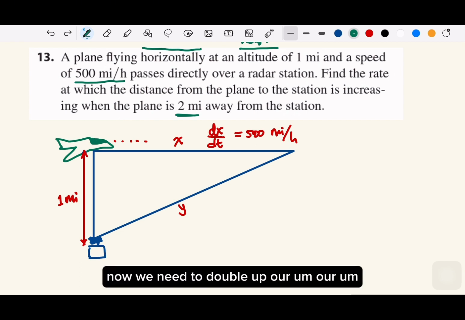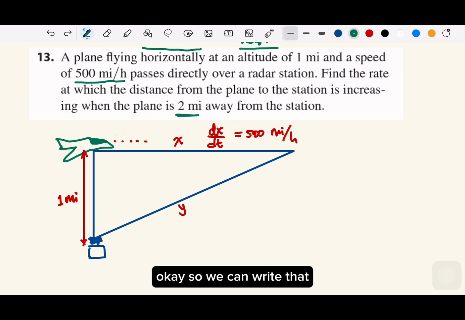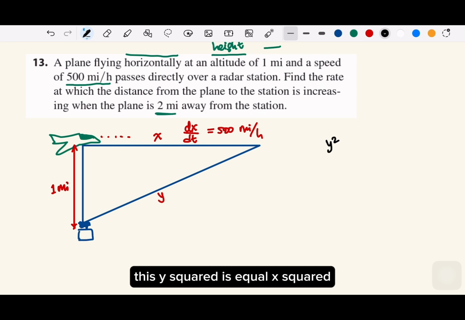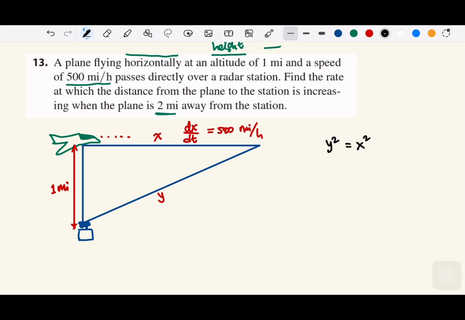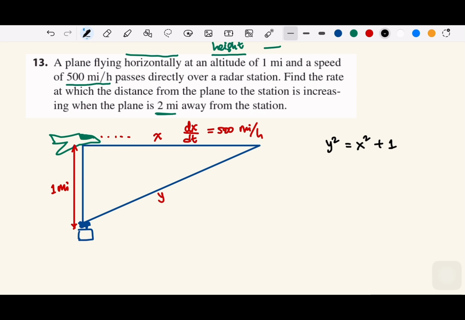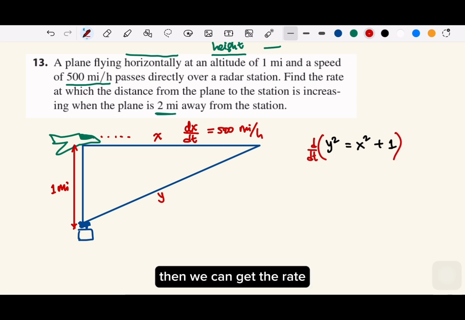Now we need to develop our relations with the Pythagorean formula. So we can write that y squared is equal to x squared plus 1 squared. By writing this, we can take the relation and take the derivative, then we can get the rate.